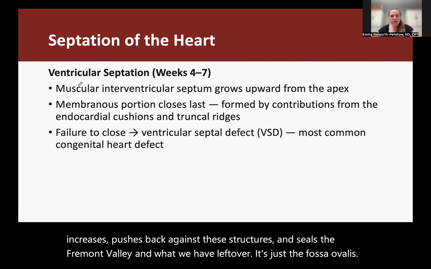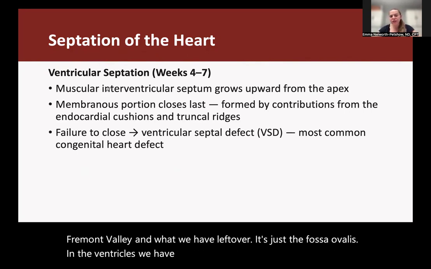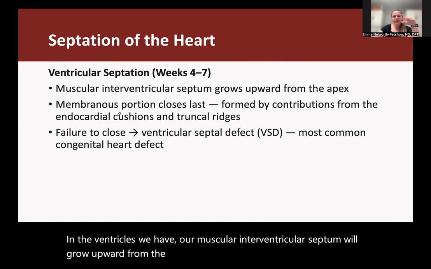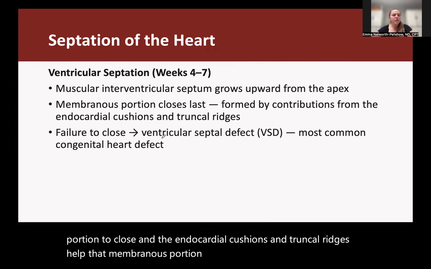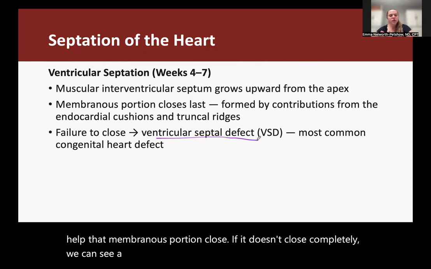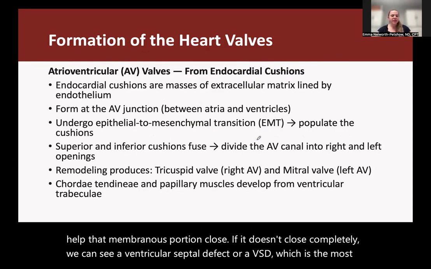In the ventricles, our muscular interventricular septum will grow upward from the apex. The membranous portion is the last portion to close, and the endocardial cushions and truncal ridges help that membranous portion close. If it doesn't close completely, we can see a ventricular septal defect, or VSD, which is the most common congenital heart defect.